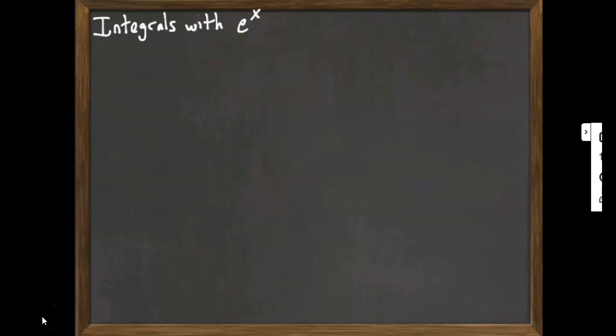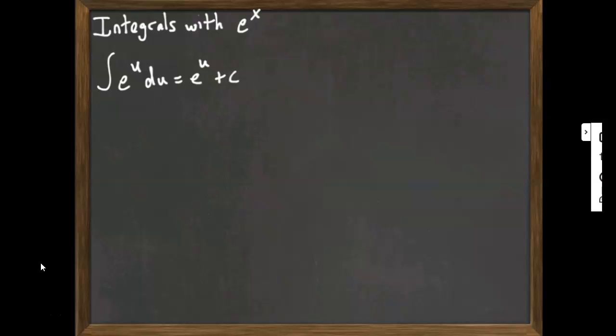So in this video, we're going to talk about working with some integrals involving e to the x. The first thing we realize with e to the x is that e to the x is its own derivative. Therefore, when we do the integral of e to the u du, it's just going to be e to the u plus a constant.